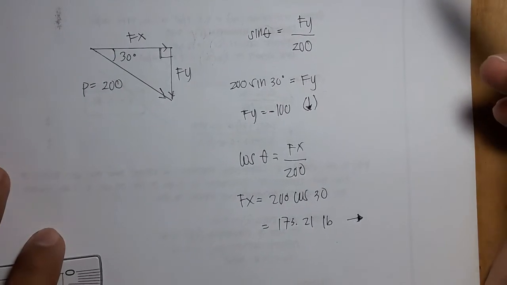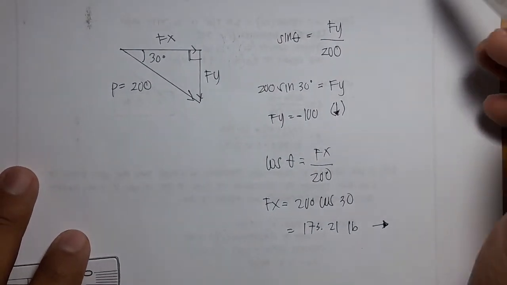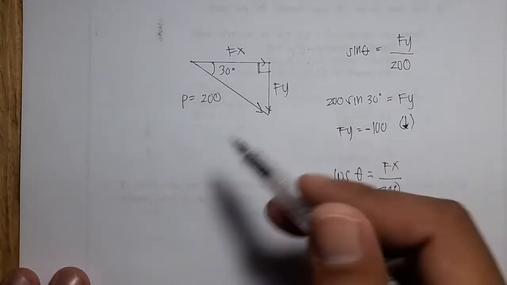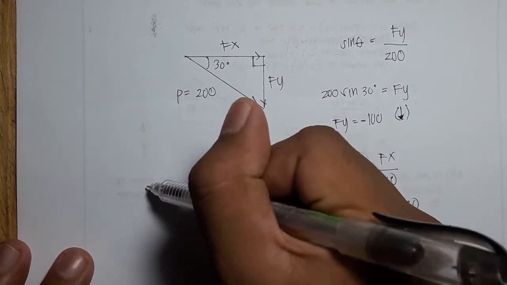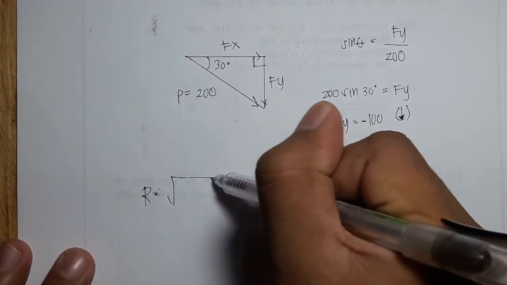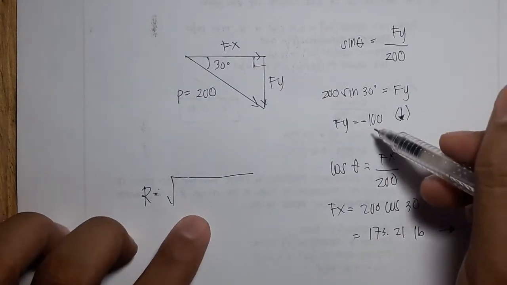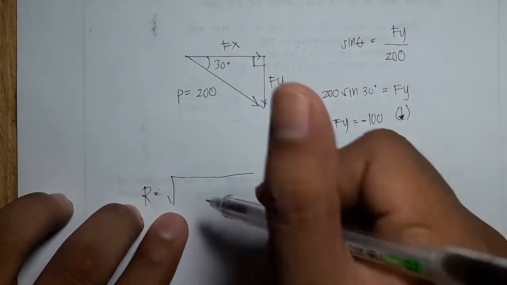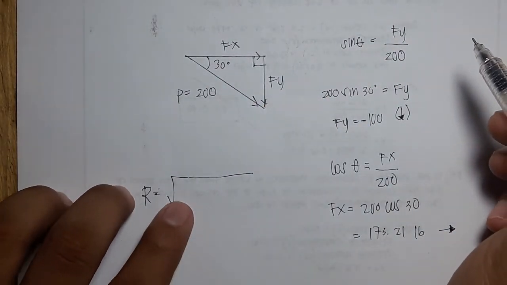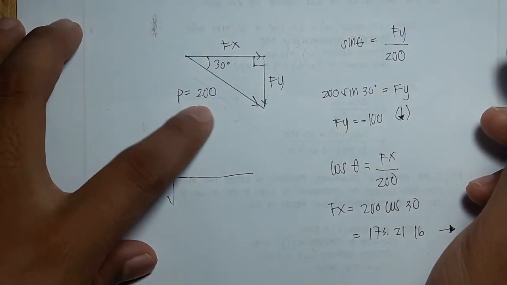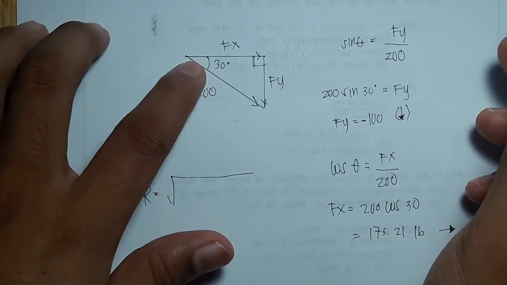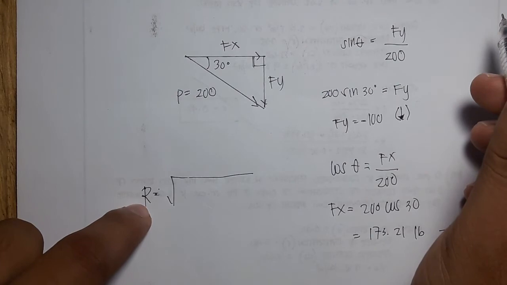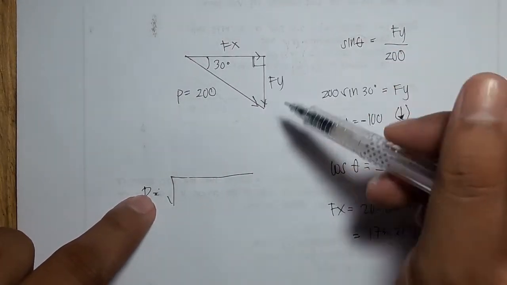So if you also want to check if your answers are correct, if the values of x and y are correct, we can use the Pythagorean theorem, which is basically using the x and y components. It should be equal to 200 because the hypotenuse of this triangle is 200. I just denote it as R because this force is also a resultant of these two.